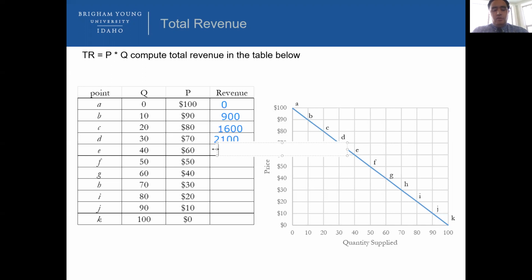Right here, we're looking at 0. And at 50 units for $50, that's 2,500. And this one is 2,400. 70 times 30 is 2,100. 80 times 20 is 1,600. 90 times 10, that's 900. And again, if you sell 100 units at 0, that is 0. What's interesting here is everything from A to E is elastic.